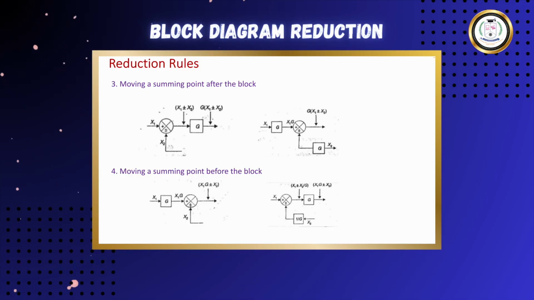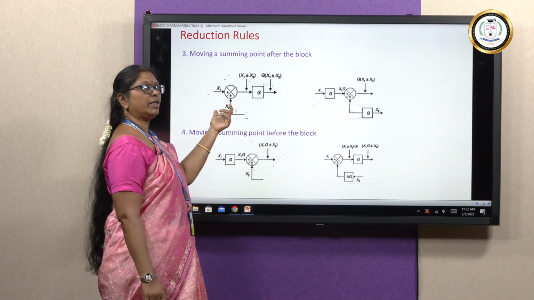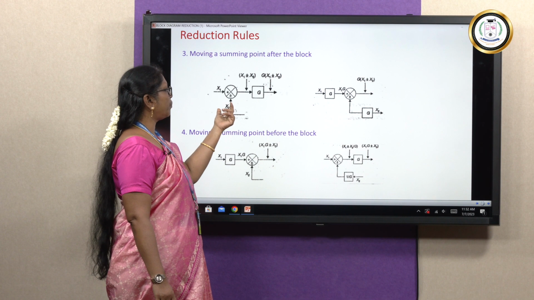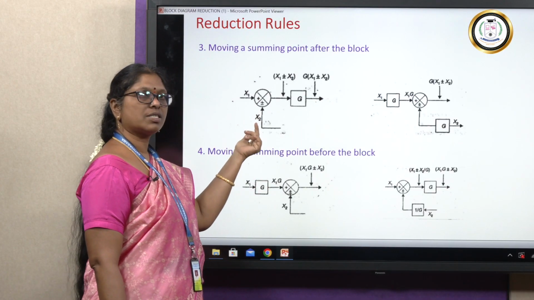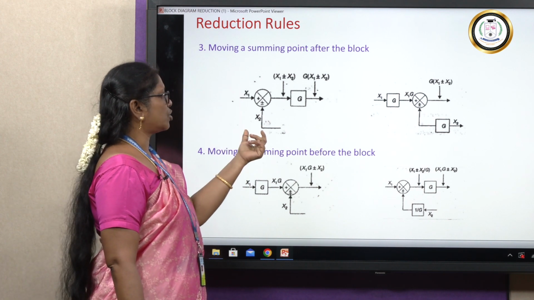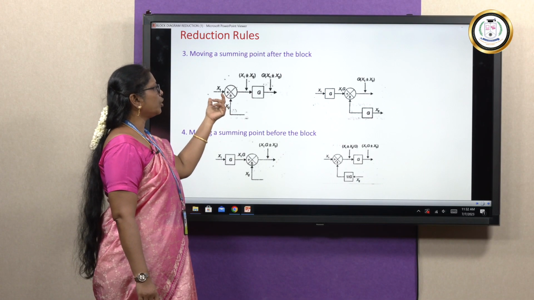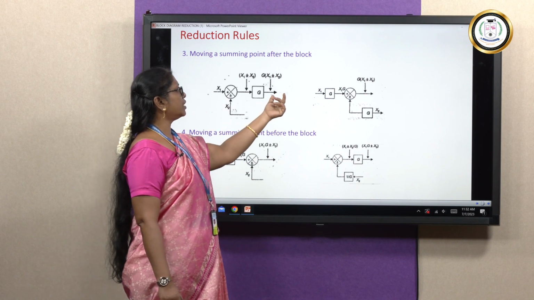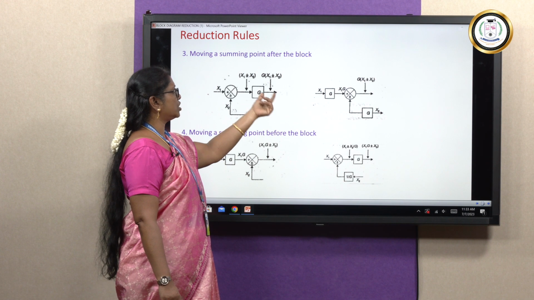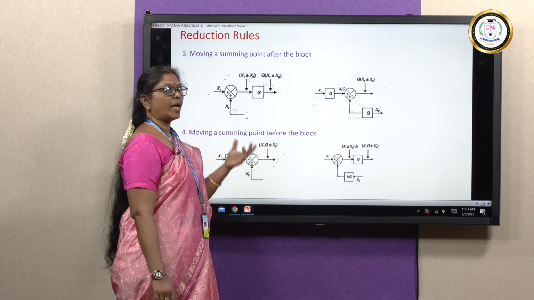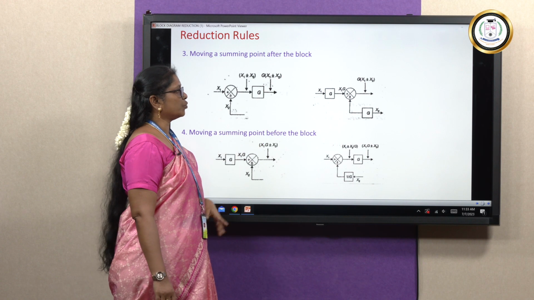Next is moving a summing point after the block. You have a summing point, and you are going to move this summing point after this block. The signals added at this summing point are x1 and x2. If we move the summing point after this block, what do we have to do? The output of this summing point is x1 plus x2, which is multiplied with G. So the final output is G into (x1 plus x2).